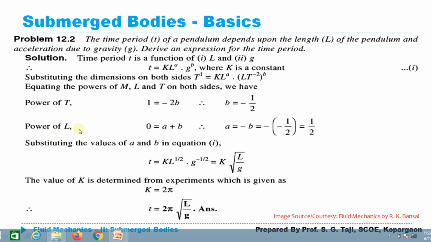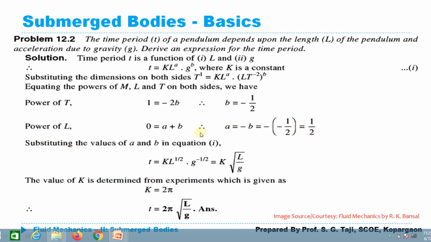Again, for the power of L, I compare the powers on both sides. On the left-hand side no L exists, so the power of L is 0. On the right-hand side the power of L is a plus b. Replacing b with minus 1 by 2, minus minus gives plus, and I get the value of a as 1 by 2.